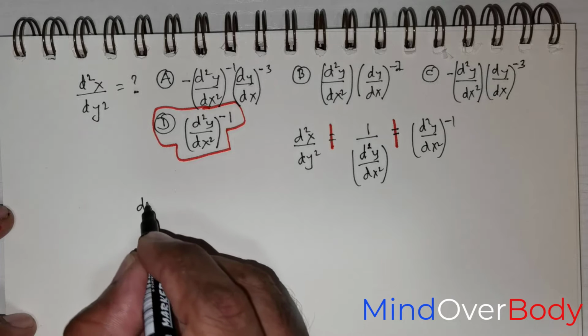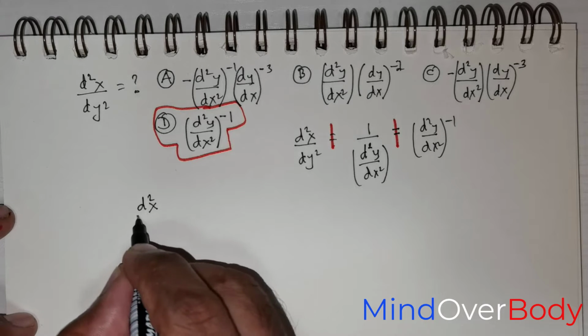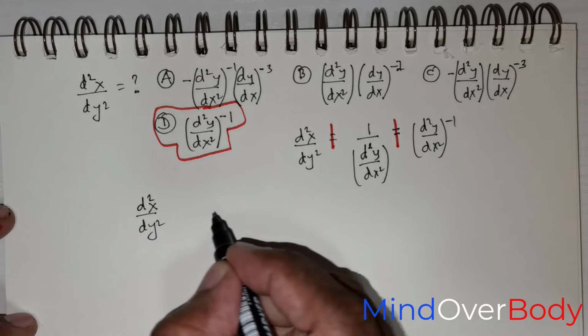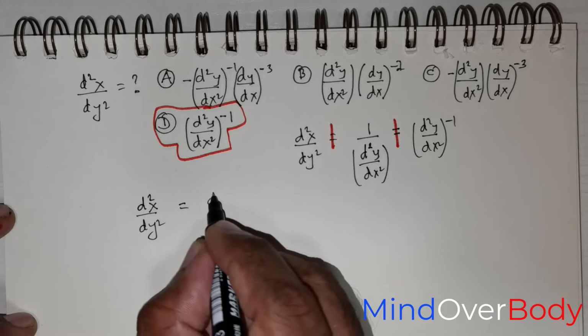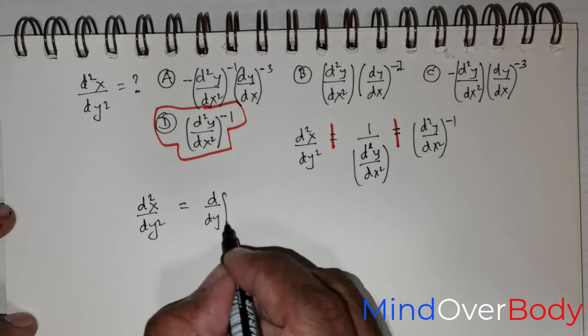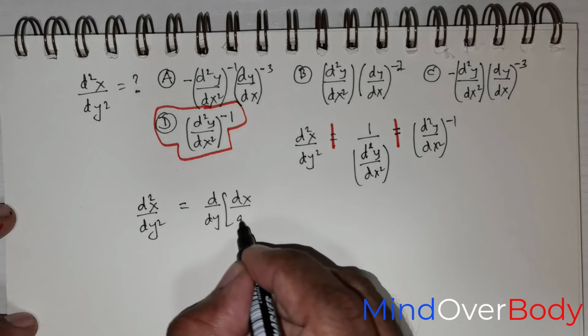To begin with, let us consider d squared x over dy squared. I'm going to rewrite this as d over dy of dx over dy.